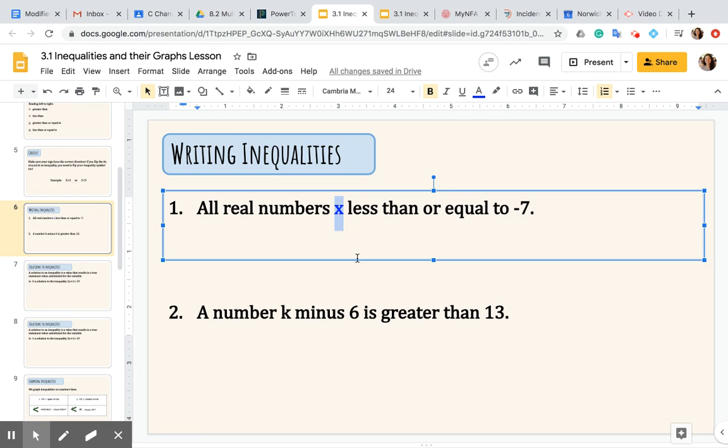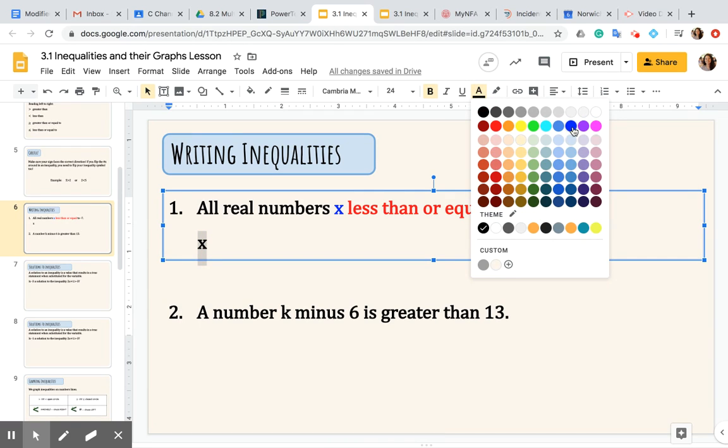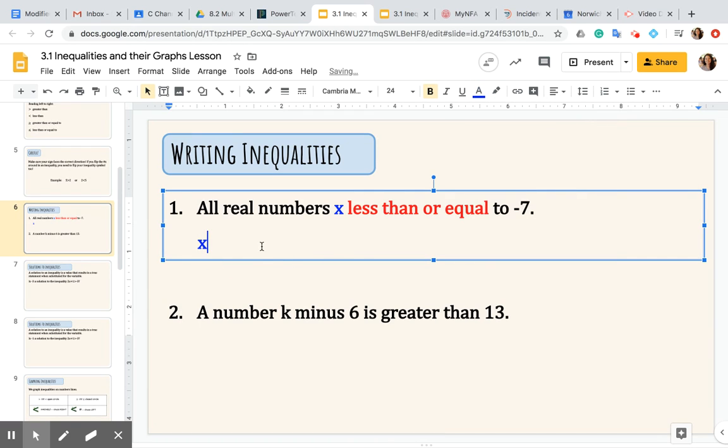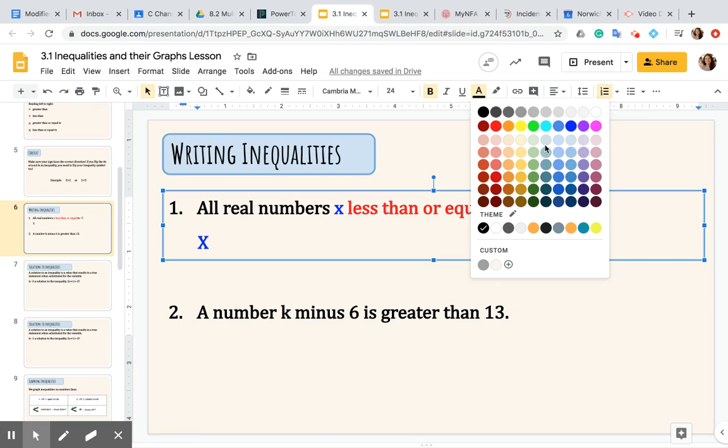I see an X, so I know I'm going to have an X in my answer. Less than or equal to is going to be my inequality symbol. Maybe I should color code stuff in here as well. So here's my X. Less than or equal to, if I read it left to right, I want the X to be less than the -7. So I'm going to leave a space here. I know I'm going to need a number.